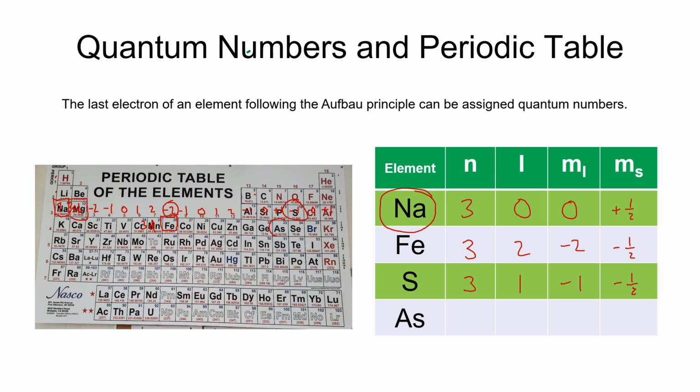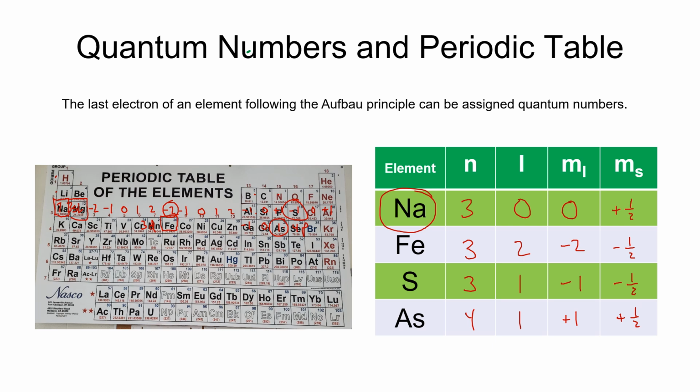Finally, let's look at arsenic, right below sulfur there and to the left. So this is 2, 3, 4p, and so that's shell number 4, p is L number 1. And then if we look at the orbitals, it's going to be -1, 0, and +1. So that means we're at +1 here. And it's the first electron to go in there, so it's +1/2.